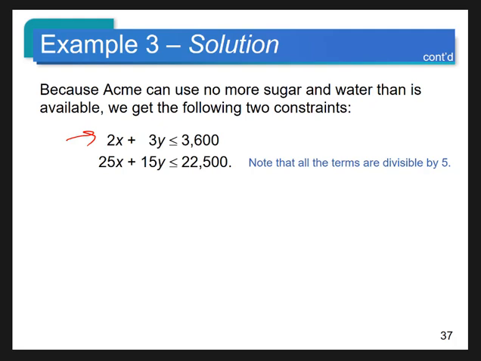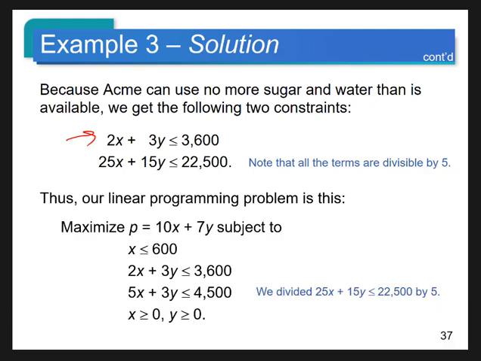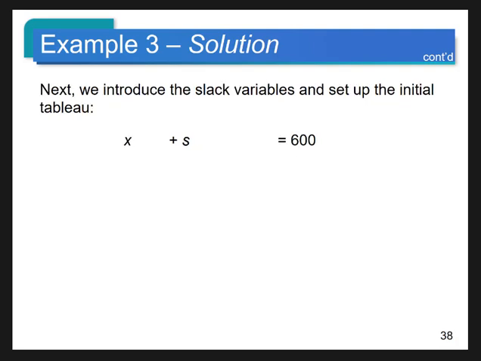And they're saying note that that's divisible by 5. We'll reduce that one. Right here, we divided by 5 to reduce that to 5x plus 3y is less than 4,500. And you'll note we added in the inequality because we don't want to produce any more than 600 servings of vanilla pudding. So x is less than or equal to 600. So now we have 3 equations here, plus our objective equation. So we're going to have 3 slack variables. So we start out x plus s is 600. That's taking that x is less than or equal to 600 and converting it to an equation with the slack variable.